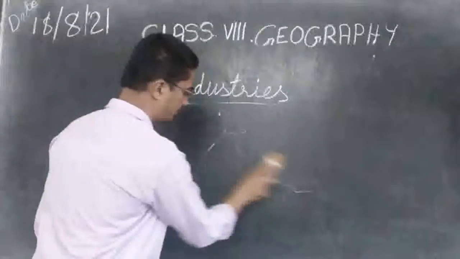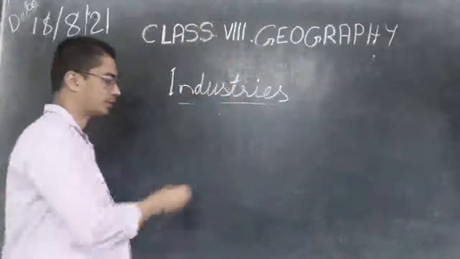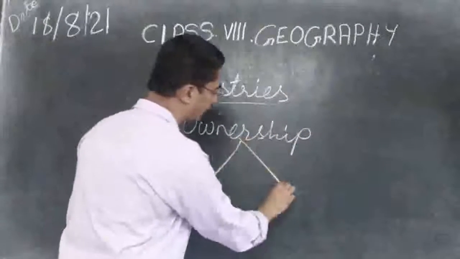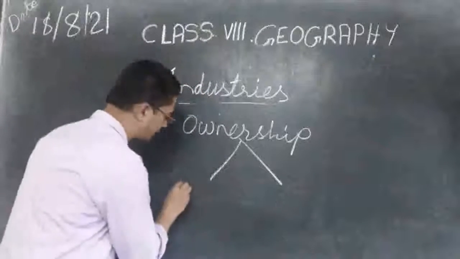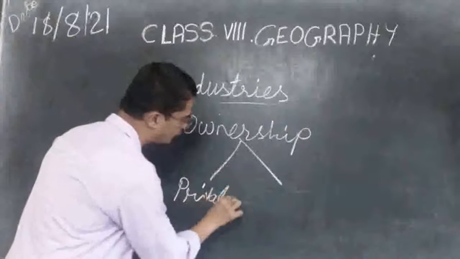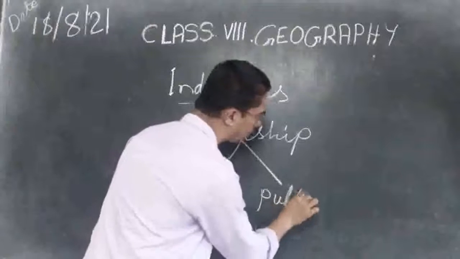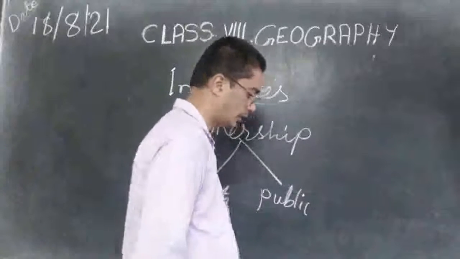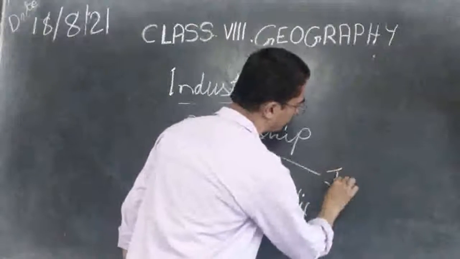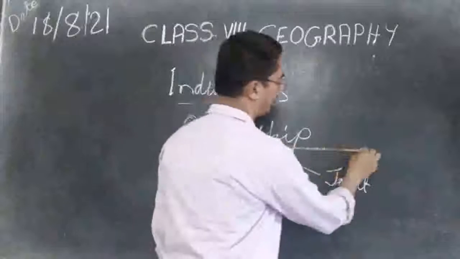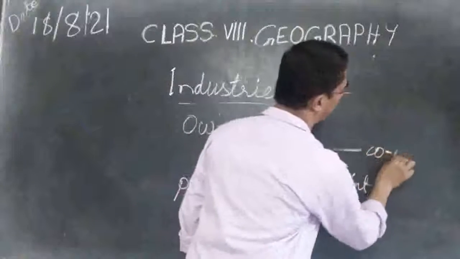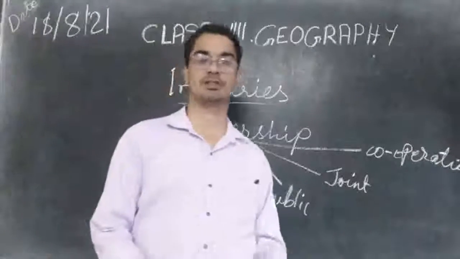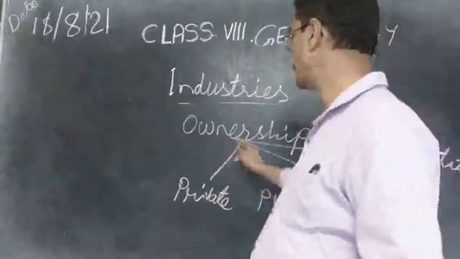Now, one more way we can divide these industries is based on ownership. Based on ownership, we can divide them into two: one is private, another one is public. And there is also another one called joint ownership, and another one is cooperative. So these are the four types of industries divided based on ownership.